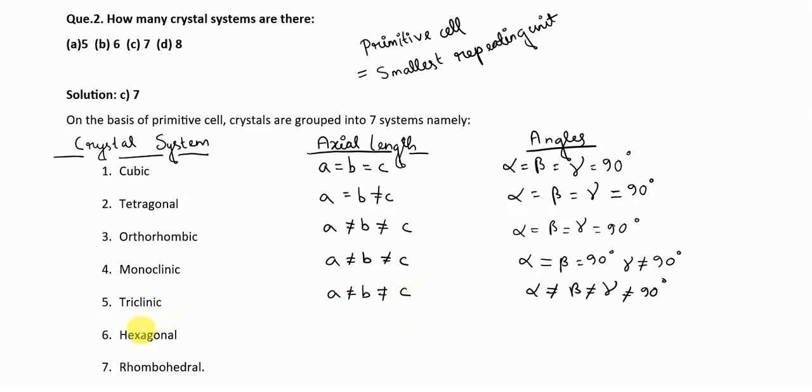Okay. Next up we have the hexagonal crystal system. In hexagonal system, the 2 axes are of the same length and one is different. And in case of angles, the angle between the 2 equal axes is 120 degrees while the third axis forms a 90 degree angle with the other 2 axes. So we will write: alpha equals beta equals 90 degree and gamma equals 120 degree.